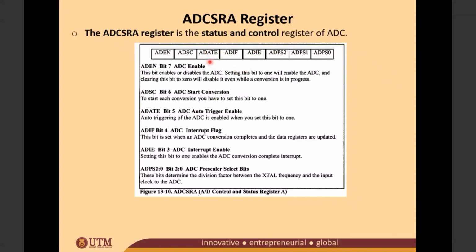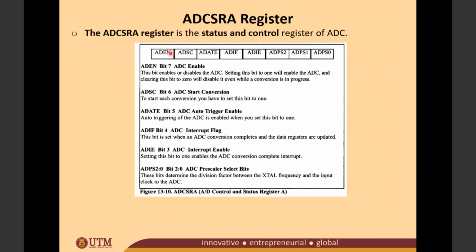Okay, and then we have bit number 5, ADATE. This is auto triggering of the ADC, which is enabled when you set this bit to 1. And we have the ADSC. This is the second most important. Every time you're going to start the conversion, you need to put 1 to this ADSC. If you put 1, the conversion will start. If you put 0, what happens here? No conversion; the conversion is stopped. So every time you're going to start the conversion, you need to set this bit to 1.